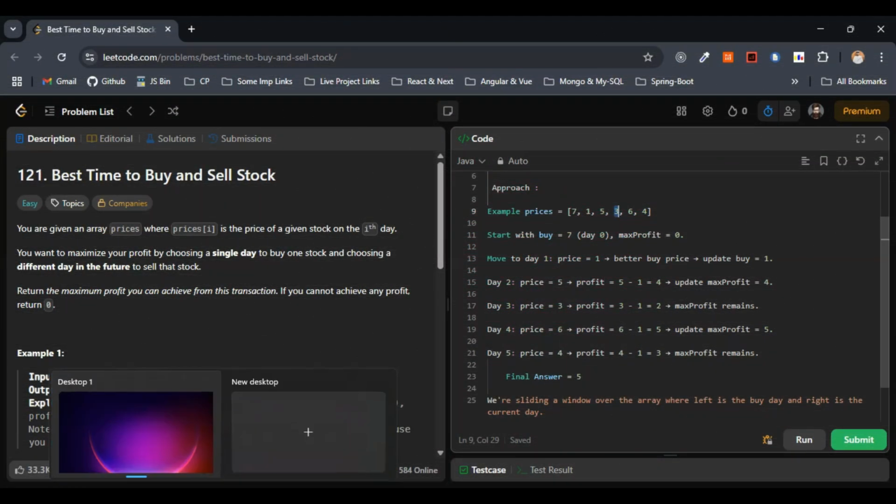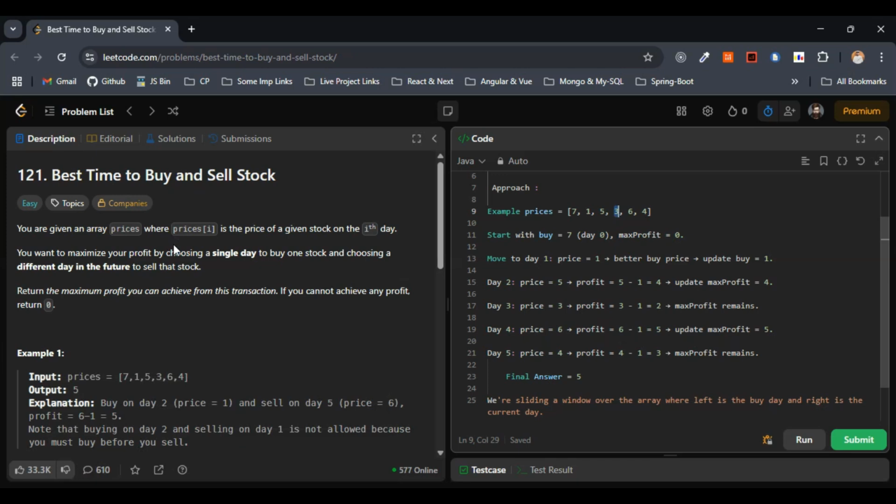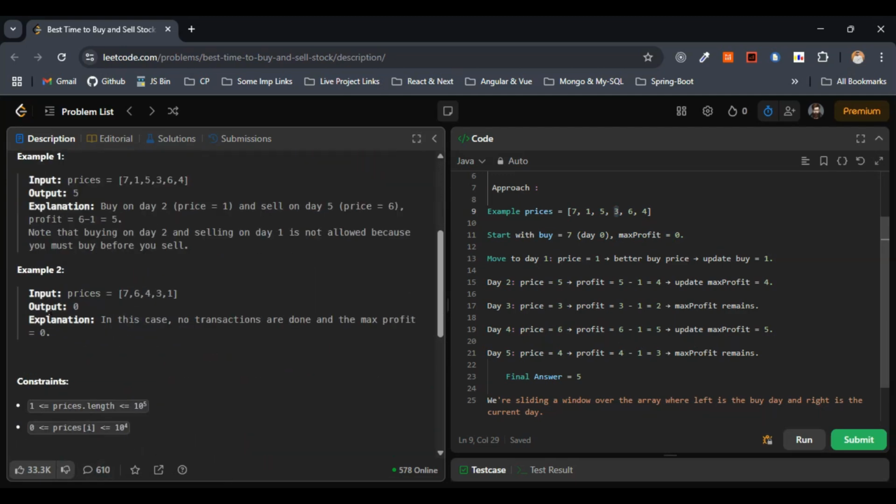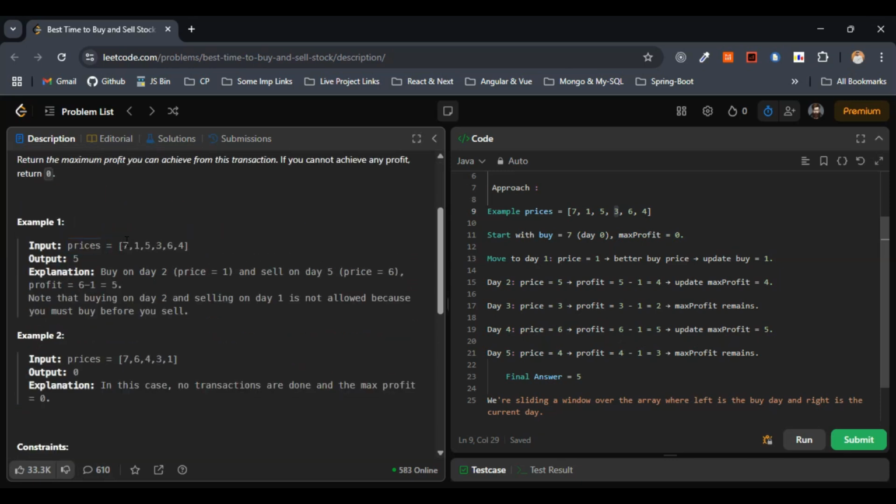Hello everyone. Today let's solve problem number 121, Best Time to Buy and Sell Stock. What the question states here is that we are given an array prices, where prices[i] means the individual values, where prices[i] is the price of the stock on day i.